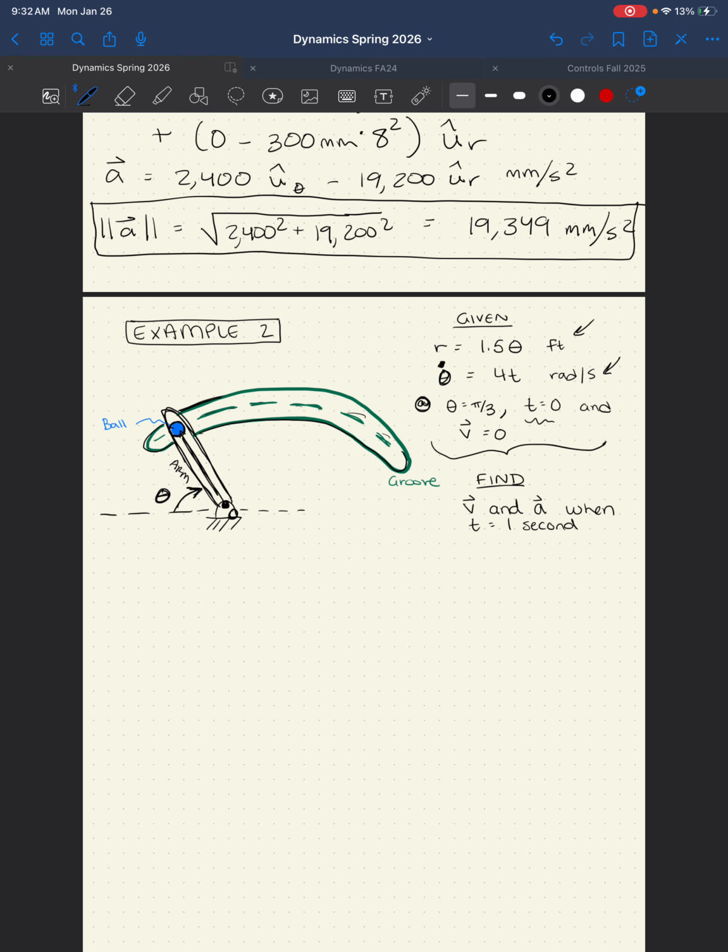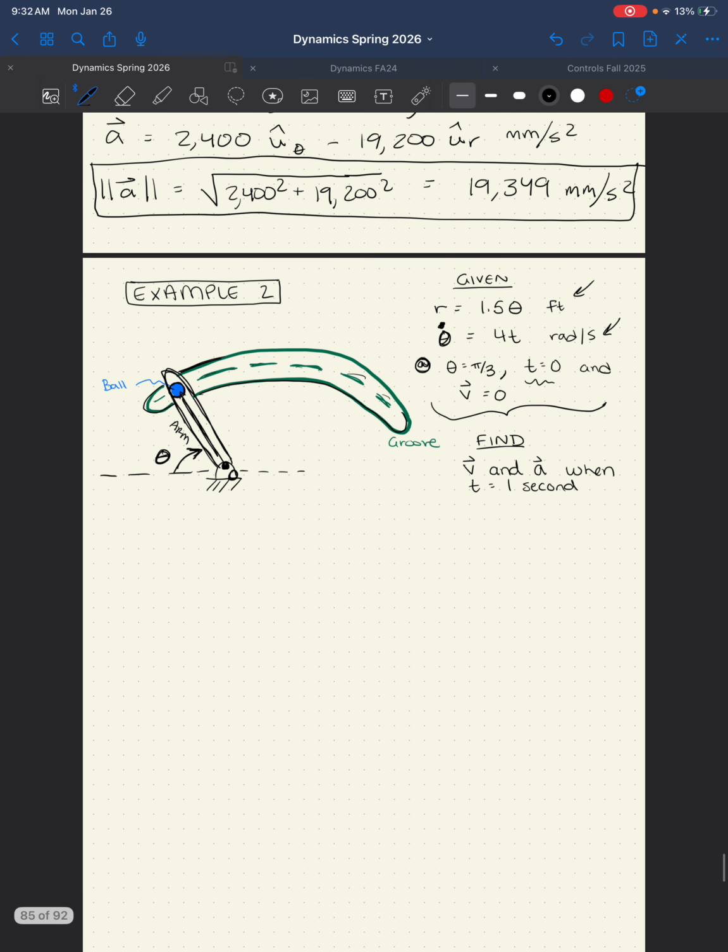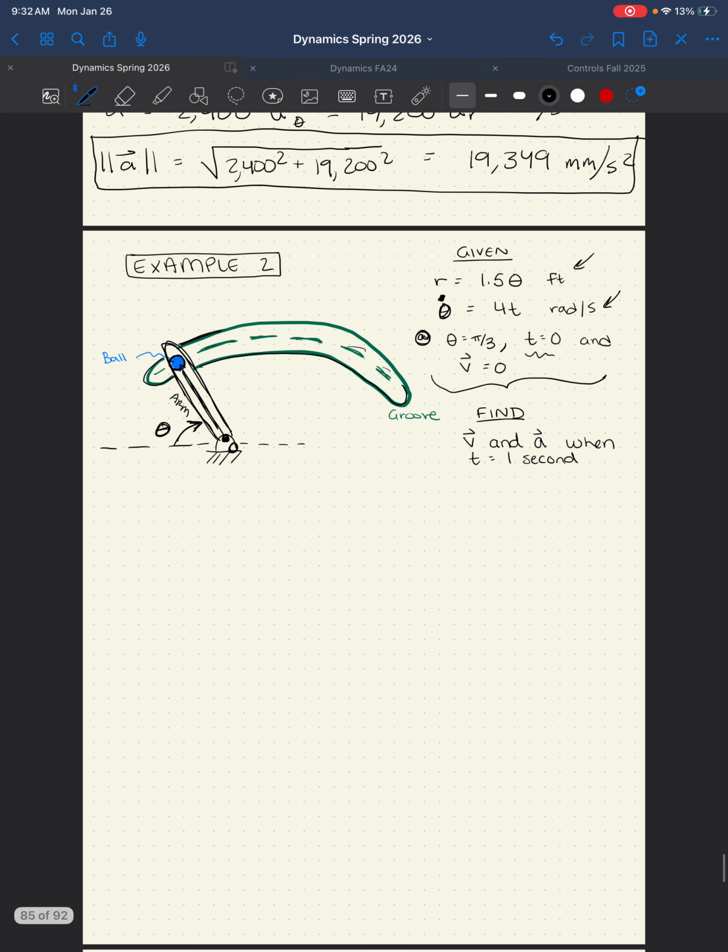Okay, so those are just initial conditions. They're giving you one snapshot in time. They're saying when time equals 0, the angle is at pi over 3 and the velocity is 0. And we're asked to find velocity and acceleration not at time equals 0, but at time equals 1 second.